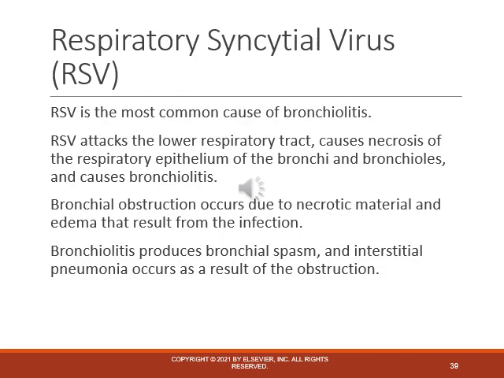RSV is a common virus in young children, especially under the age of 2. It's the most common cause of bronchiolitis. RSV attacks the lower respiratory system. It's caused by a viral infection, which can cause necrosis of the endothelial, or inner lining, tissue of the lower respiratory tract. Because of that inflammation and the necrosis, it can then go on to block the bronchial tract, which would result in further infection, bronchial spasms, and then lead to interstitial pneumonia and can cause obstruction.